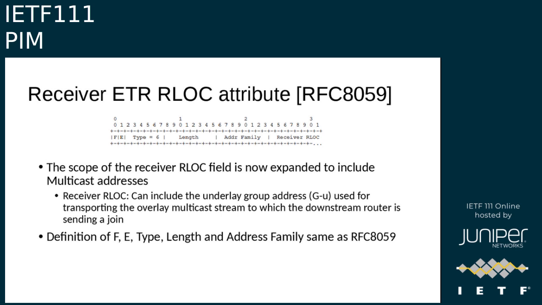The concern about doing this was backwards compatibility. But at least as far as we can tell, existing implementations that do multicast in the core would never look at this receiver RLOC, because that's specifically specified to be used for unicast. So if you reuse this now, existing implementations should ignore it. Only new implementations that support multicast in the core and this new draft would actually look at this attribute.